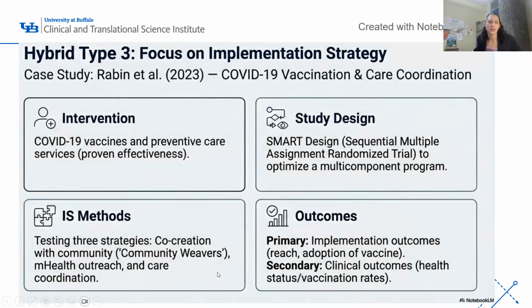The implementation science here was testing three different strategies. They had a mobile health outreach means of reaching patients. They had a co-creation of messaging and information with the community, and then they had a more intensive care coordination to help patients navigate vaccine access. The focus here was really which of these three strategies is most effective in getting patients to take up this vaccine, but they were also examining clinical outcomes along the way.